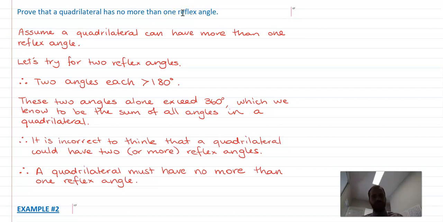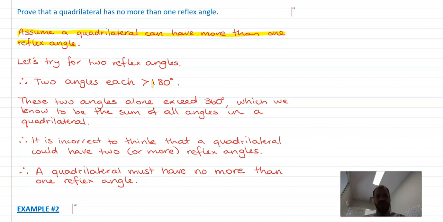So to prove by contradiction, the first thing that we do is assume the opposite. So assume a quadrilateral can have more than one reflex. That's our assumption. That's the opposite of what we're trying to prove in the first place. Now, if a quadrilateral did have more than one reflex angle, that means that those two angles together are each over 180 degrees. So put them together and you have something over 360 degrees.